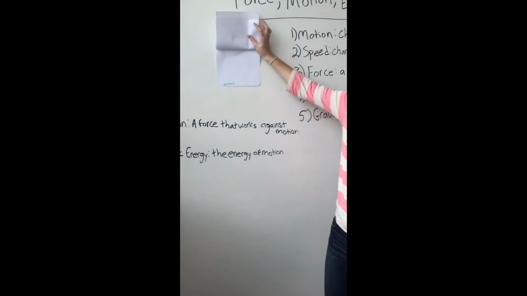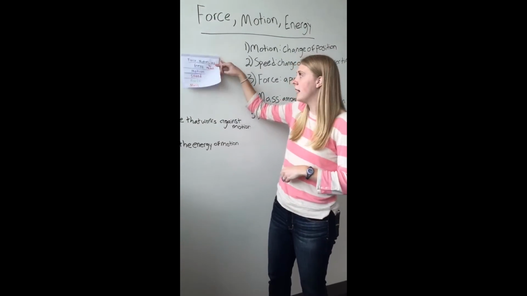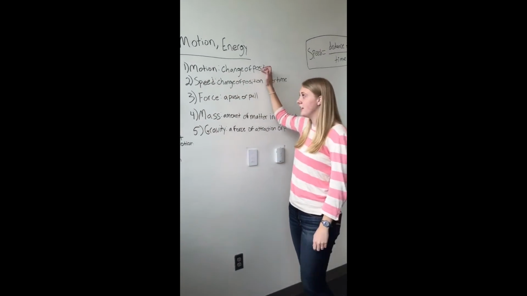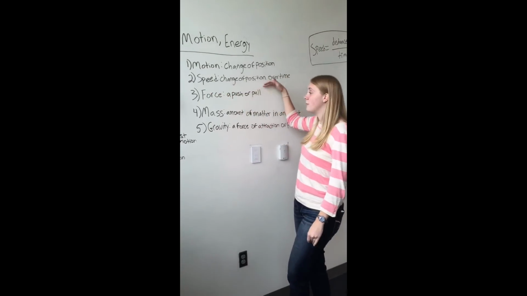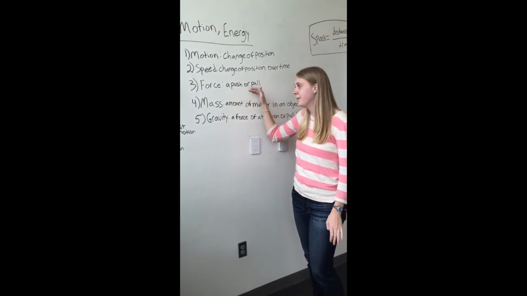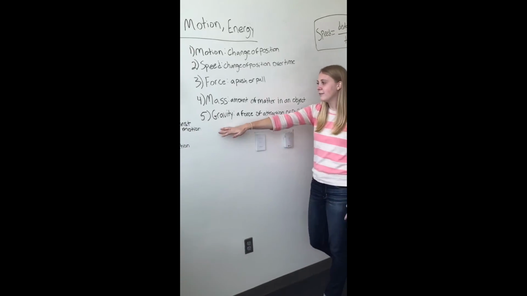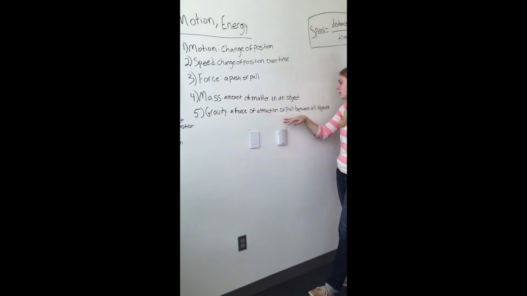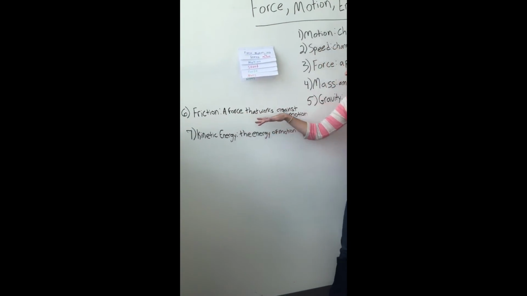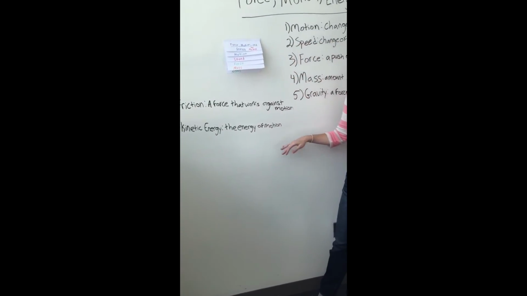So I left this space at the bottom for some notes. So as we review, I want you to write down what you think the definitions are as we go through them. So the first one, motion, change of position. The second one, speed, change of position over time. The third one, force, a push or a pull. Number 4, mass, amount of matter in an object. 5, gravity, a force of attraction or pull between all objects. Number 6, friction, a force that works against motion. And 7, kinetic energy, the energy of motion.